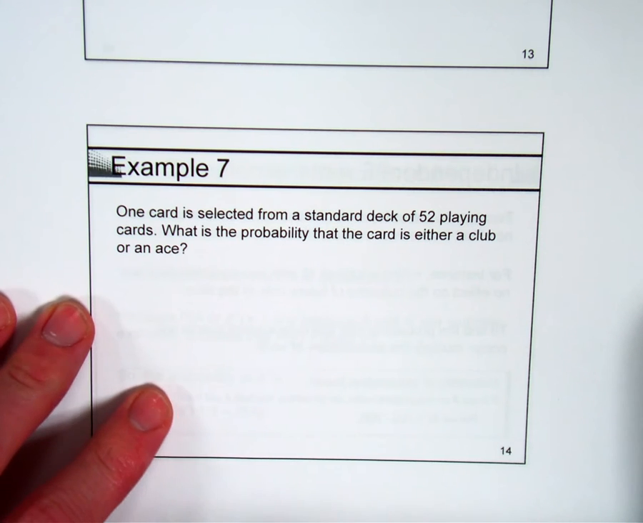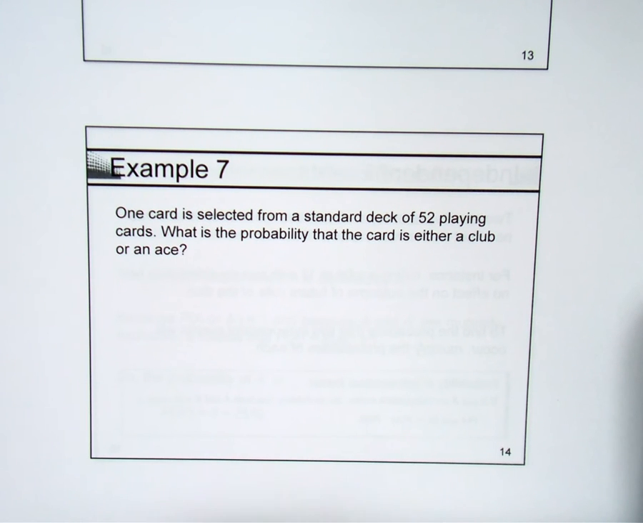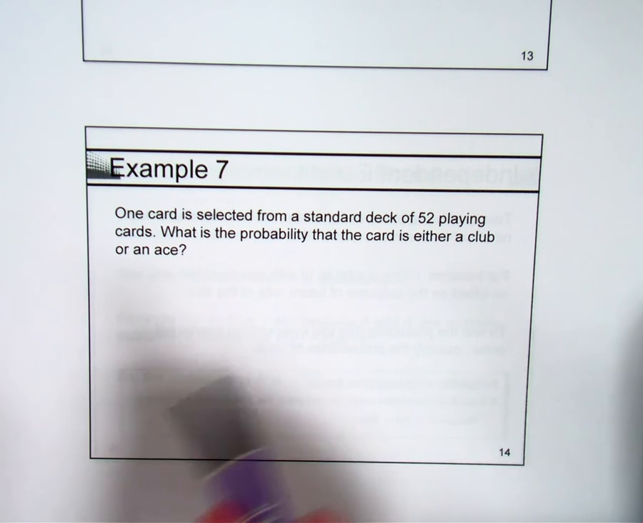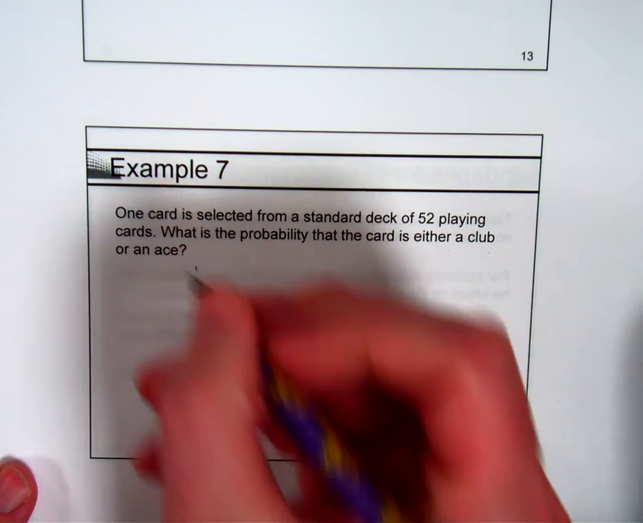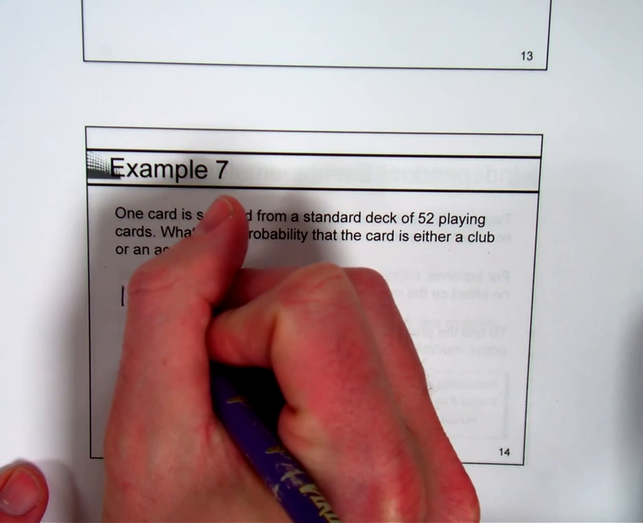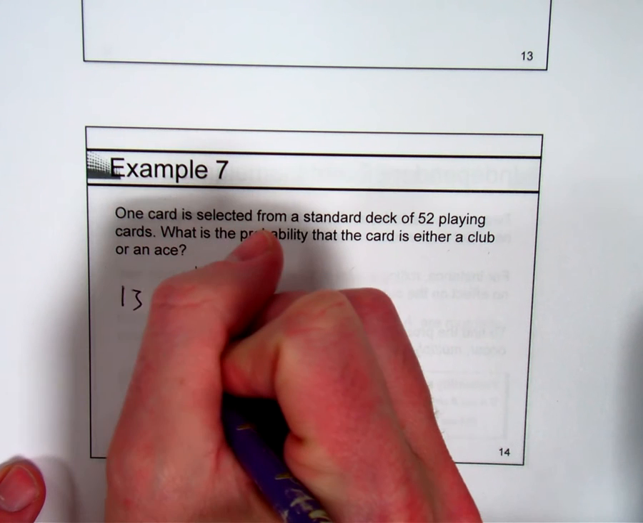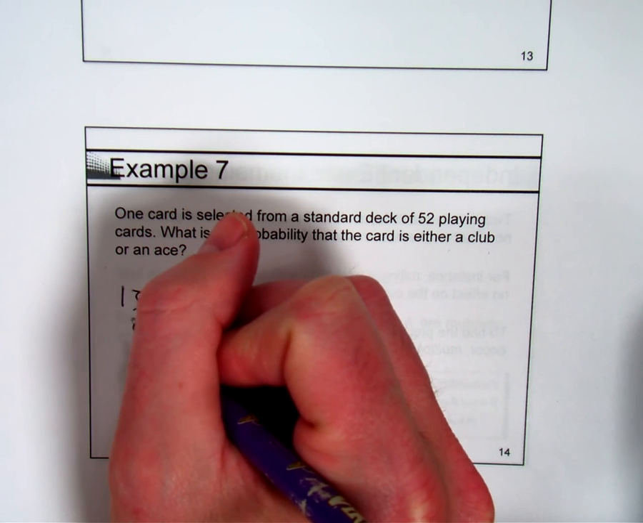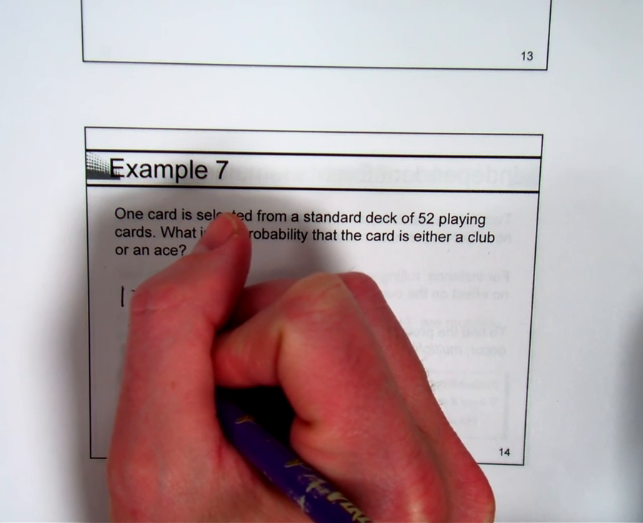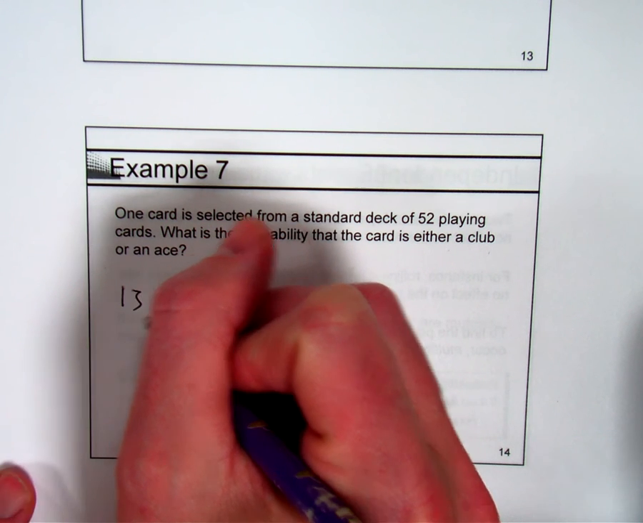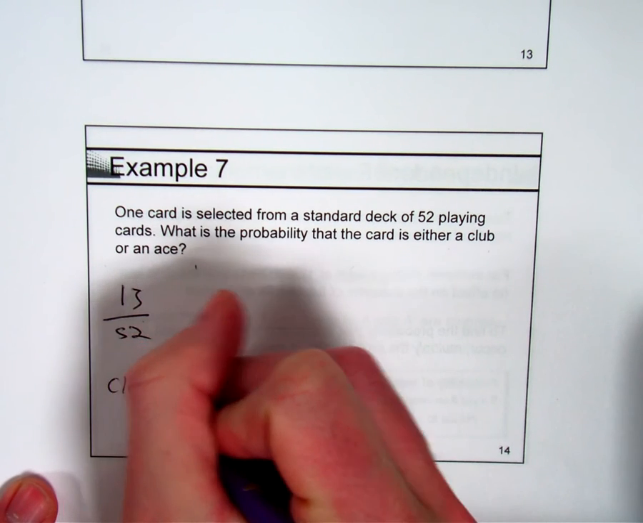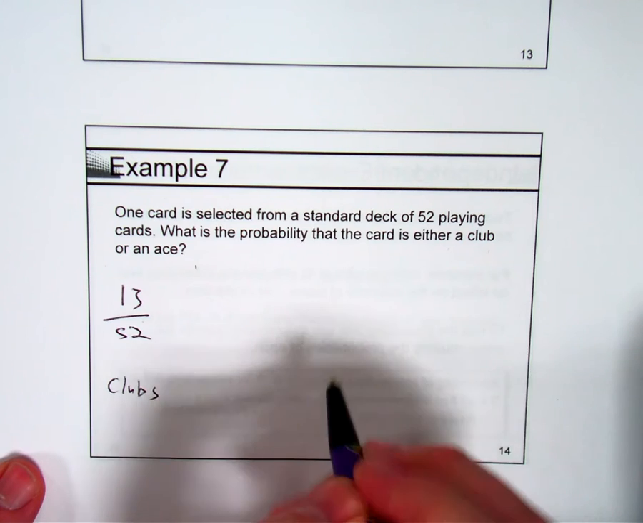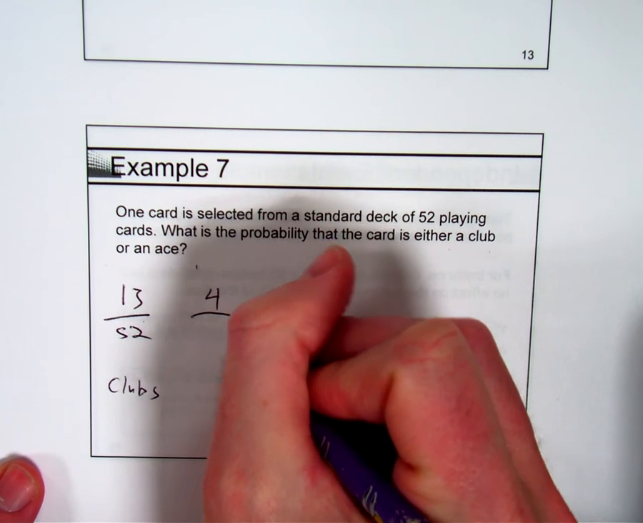So back to that 52 card deck. What's the probability that the card is either a club or an ace? All right, so clubs, there are 13 cards per suit. Ace, 2, 3, 4, 5, 6, 7, 8, 9, 10. So ace would be like a 1, so 1 through 10. Jack, queen, king. There's your 13. So we got 13 out of the 52 cards are clubs. All right, or an ace. We know there are 4 aces. I think we had that problem just a little bit ago.